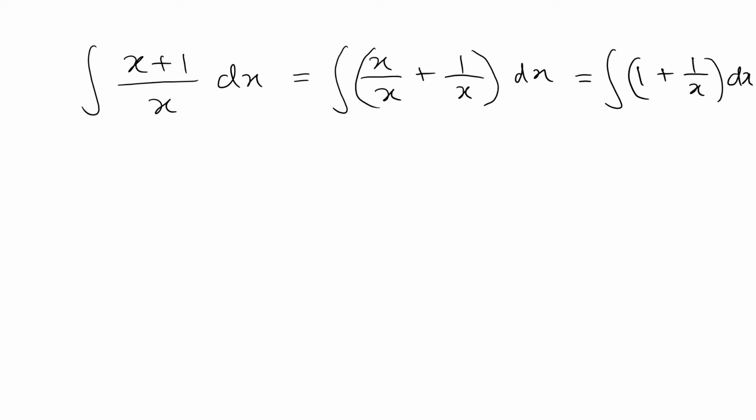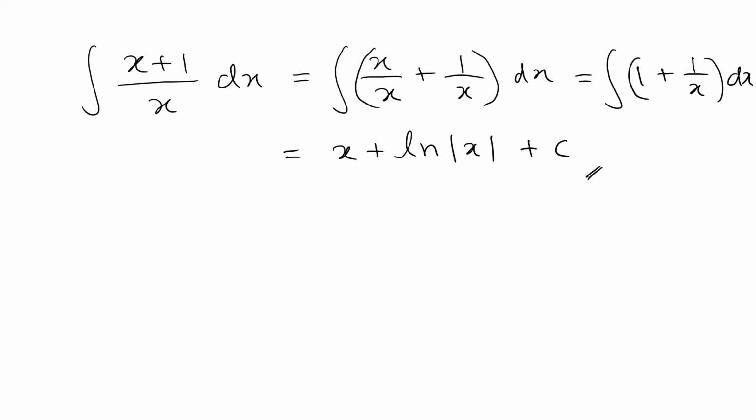The integral of 1 is x, plus the integral of 1 over x, which is very interesting. It is ln absolute value of x. Don't forget the absolute sign. And plus c. We don't have 2c, we have 1c. So that is the solution of the first one.